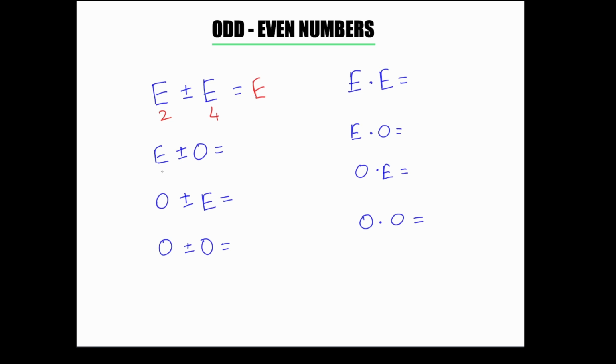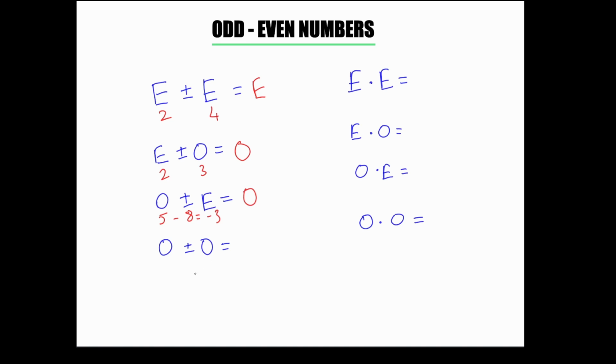Again, let's pick some numbers like 2 and 3. 2 plus 3 is 5. It's an odd number. If you remember from the first lesson, order of addition doesn't change anything, but let's pick different numbers like 5 minus 8. It would give us -3, which is an odd number.